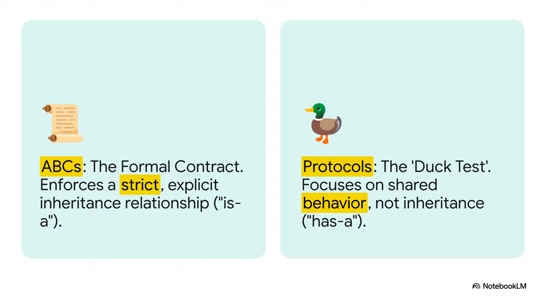And in Python, you've got two main tools for this. First, there's abstract base classes, or ABCs. Think of these as a very formal, strict contract. You have to sign on the dotted line by inheriting from it. Then you have protocols, which are way more chill. They're all about duck typing. They don't care who your parents are, they just care if you can do the job. You know, if it walks like a duck and quacks like a duck, it's a duck.